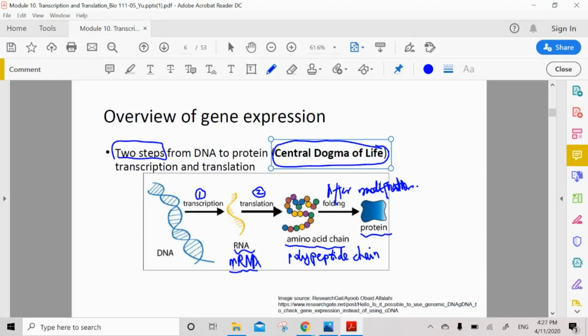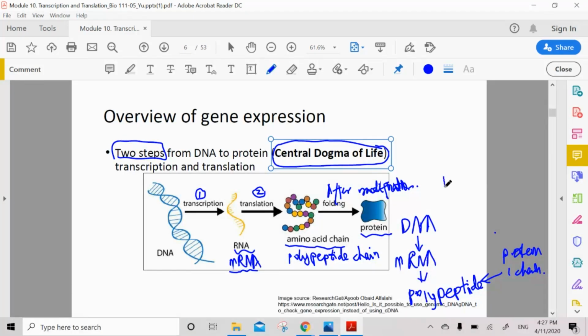Okay, so if people ask you, the more accurate way to describe gene expression is from DNA to RNA, or mRNA, to polypeptide chain, or you can say amino acid chain. Okay? If a protein has just one chain, then you can say, okay, protein is the end product of gene expression. But we know most proteins have multiple chains, right?